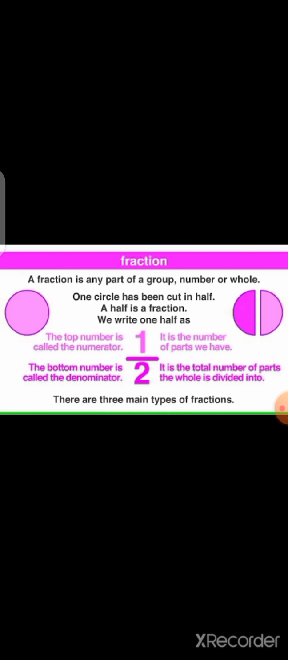Fraction. A fraction is a part of a whole. One circle has been cut in half. A half is a fraction. We will write one half as 1 over 2. The top number is called the numerator. Very good. And the bottom number is called the denominator.